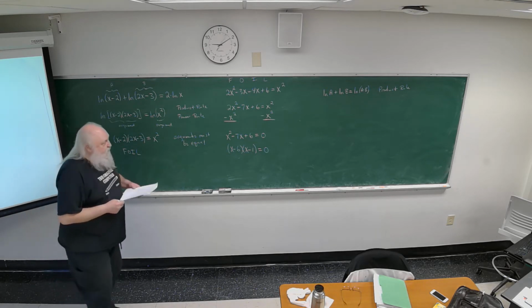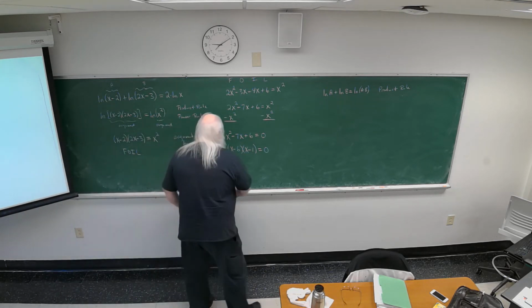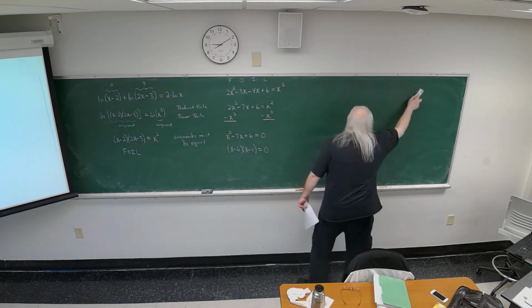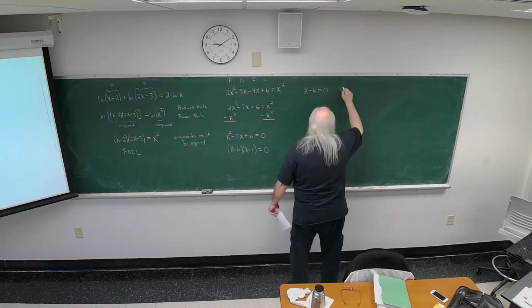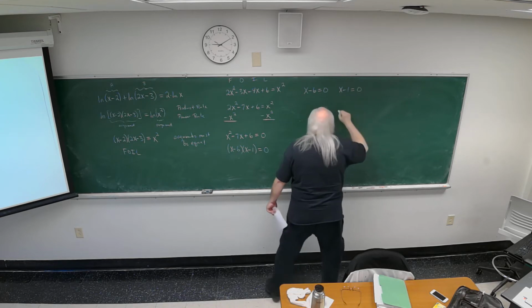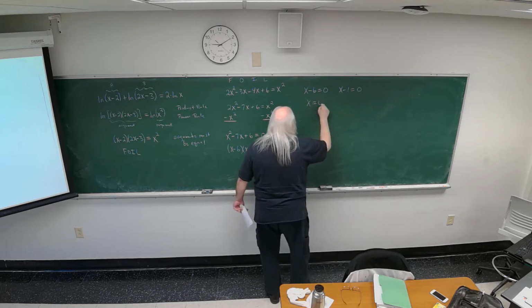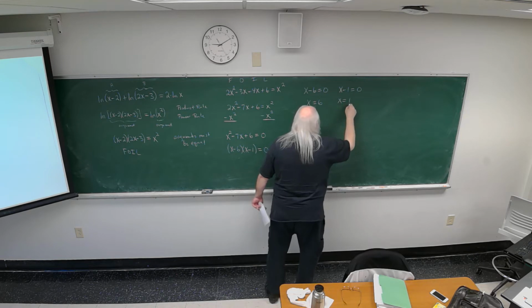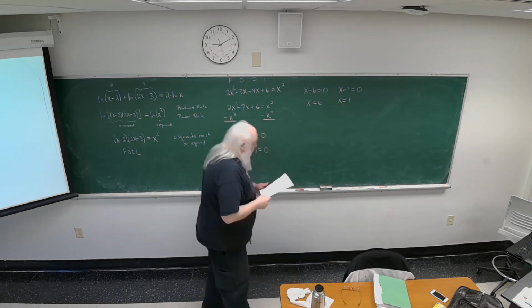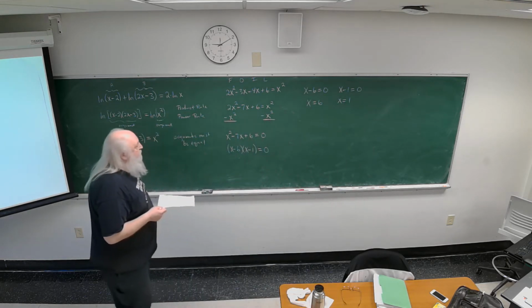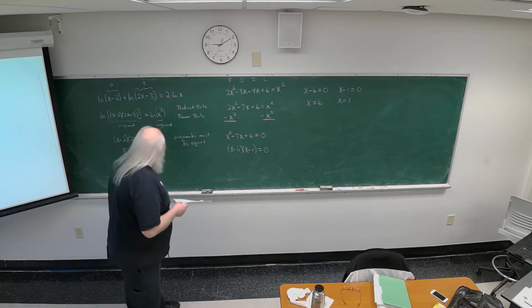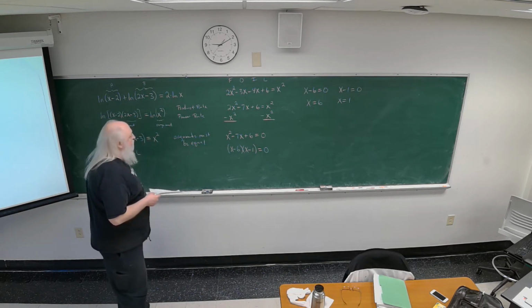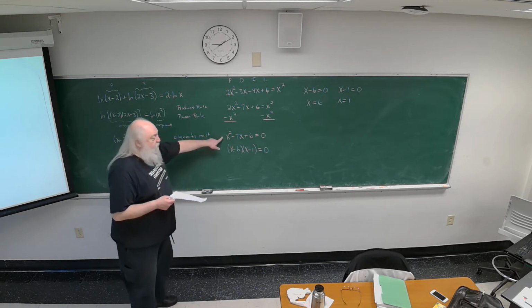So by the zero product property, either the first factor is equal to 0 or the second factor is equal to 0. So when you solve those two equations, you get x is equal to 6 or x is equal to 1. So those are the two solutions to our quadratic equation here.